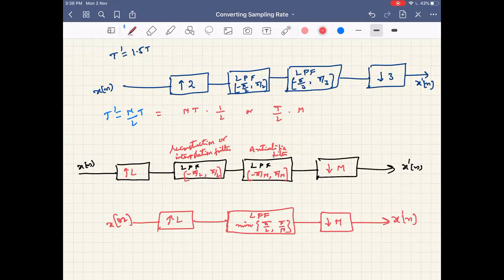So whichever is less. Say if I'm performing upsampling by 2 times and downsampling by 3 times, then I need to limit more for anti-aliasing. Pi by 3 is lesser than pi by 2, so I will consider the low pass filter cutoff frequency to be pi by 3. On the other hand, if I am doing upsampling by 4 times while downsampling by 3 times, then pi by 4 is lesser than pi by 3 and hence I will take pi by 4. So this is how the sampling rate conversion happens. This is the block diagram or the process of sampling rate conversion of a discrete signal.